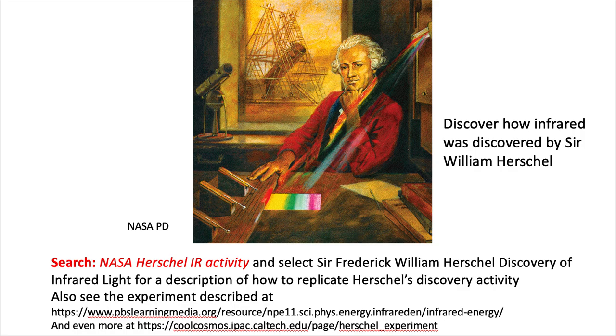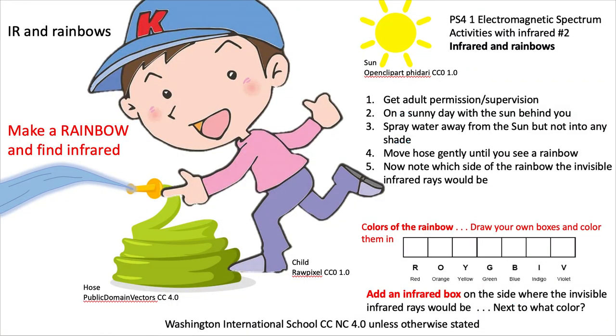And also discover how infrared was discovered by Sir William Herschel, and on your computer search engine put in NASA Herschel IR activity and select the item that's given there, and you can see how to replicate Herschel's discovery. And below as well there's a URL for seeing the experiment described. And here, make a rainbow, which isn't infrared, but infrared is right next door.